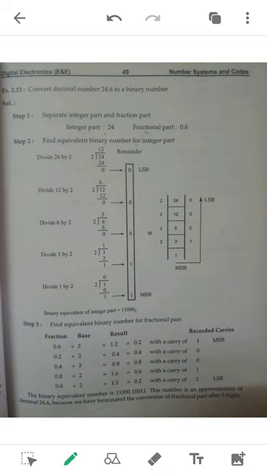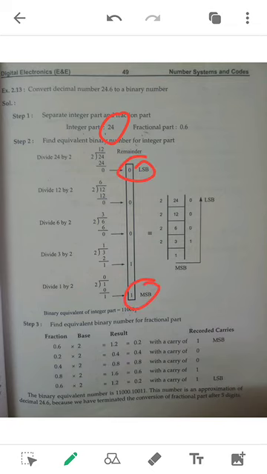Second step, you have to find the equivalent binary number of the integer part, that is nothing but the 24. I have already told the method is the double method or repeated division by 2. Still the quotient will be 0. You have to divide by 2, and the remainder you are getting, that remainder you have to take as the binary equivalent. Already this method I have explained. So after division of 24 by 2, we are getting 0, 0, 0, 1, 1. So this is the MSB and this is the LSB.